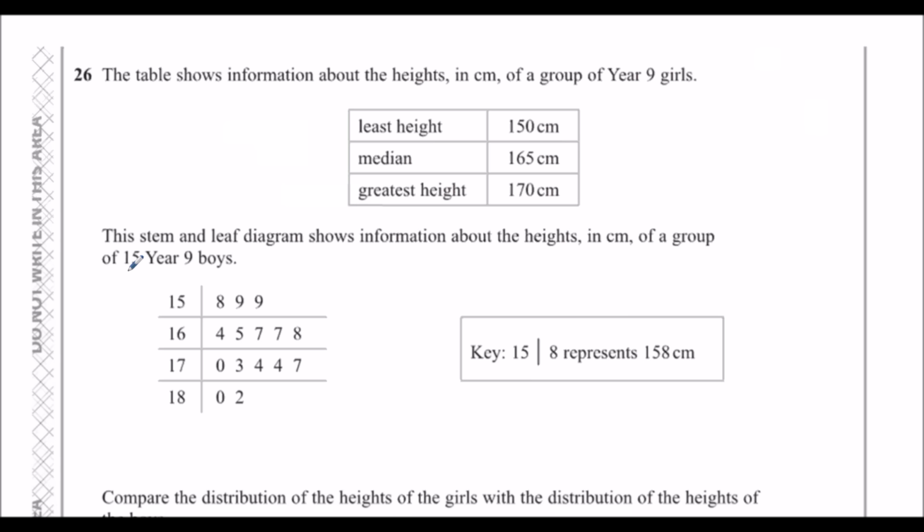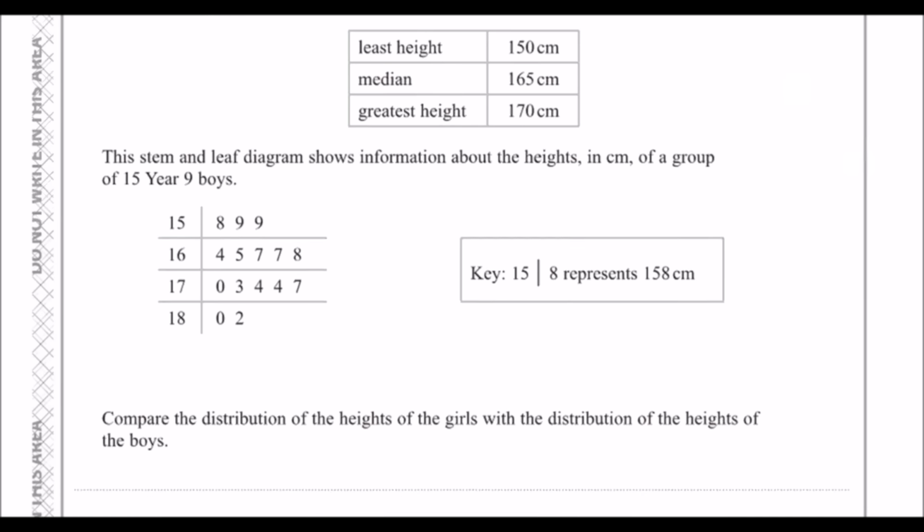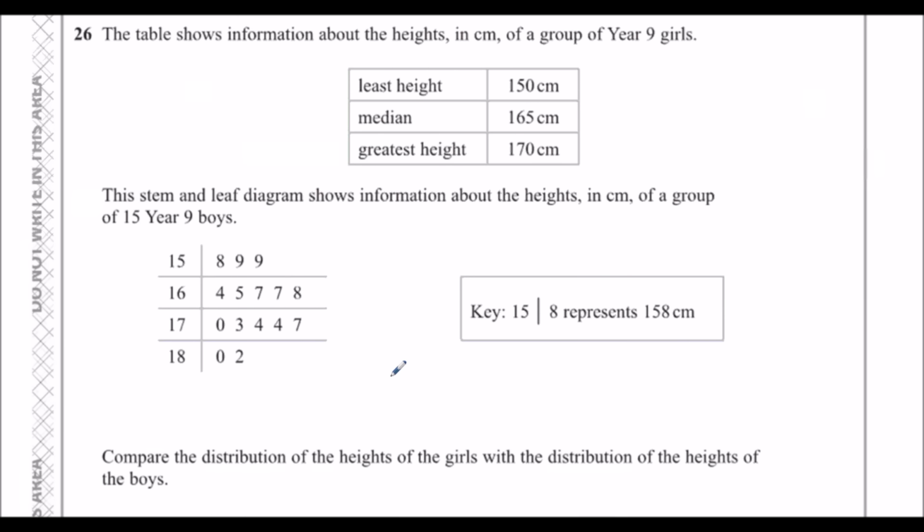Question 26. The table shows information about the heights in centimeters of a group of Year 9 girls. So we've got the lowest, the median, and the greatest. Here's a stem and leaf diagram showing information about the Year 9 boys. Compare the distribution. Okay, so for the girls, we've got the lowest, the median, and the greatest.